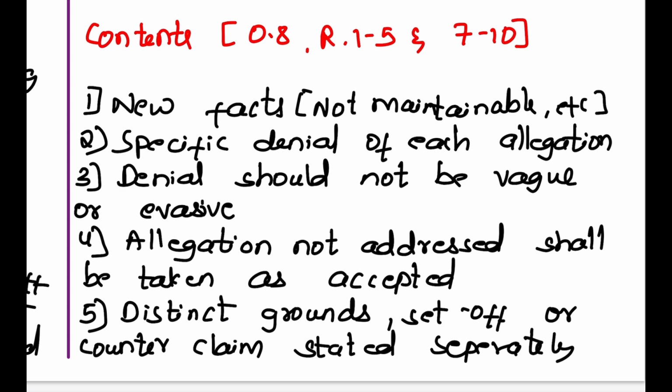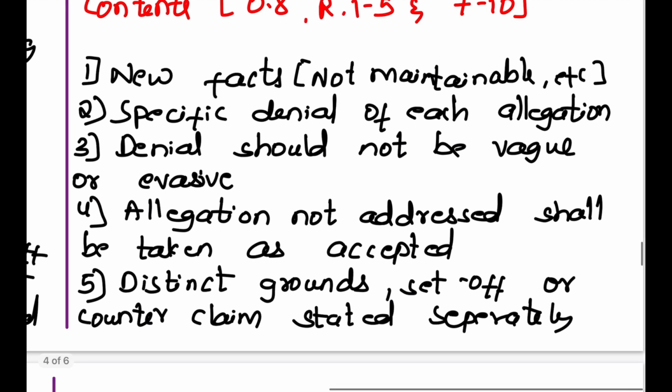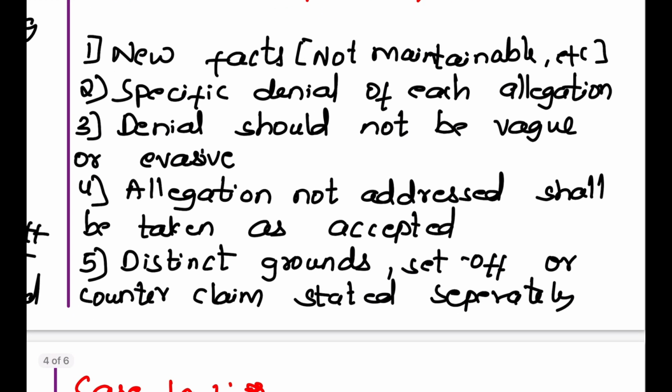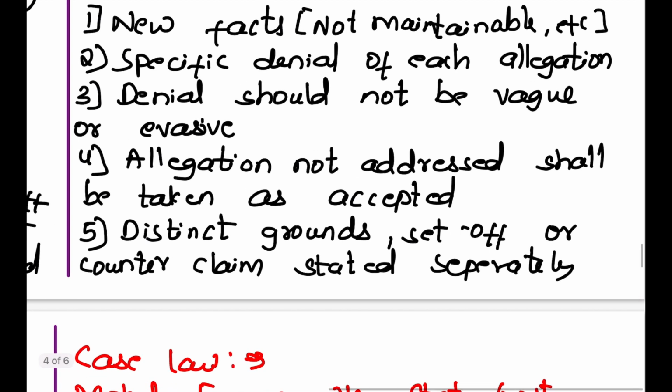Then next, specific denial of each allegation. So the denial should be specific for each allegation. He cannot say that I reject the plaint. He should take each paragraph and specifically deny it with reasons. The denial should not be vague or evasive, and an allegation not addressed shall be taken as accepted. So if he doesn't address any paragraph in the plaint, then it will be considered as accepted. Distinct grounds, set-off or counterclaim, stated separately.